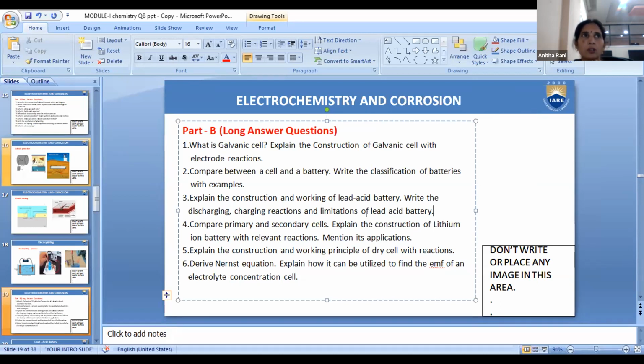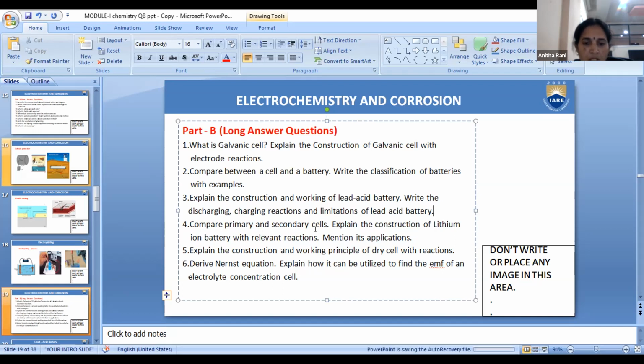So to prevent this corrosion in the battery, we can use sealed cells. In that way we can control it and prevent corrosion. So the limitation is that, due to the evolution of fumes from the dilute H2SO4 acid solution we are taking, sometimes corrosion takes place in the battery. So that is the limitation.